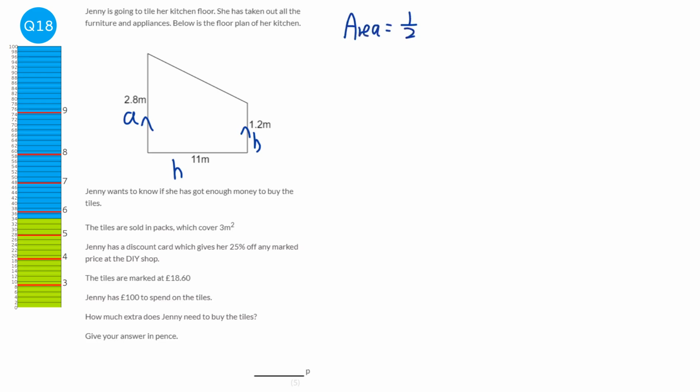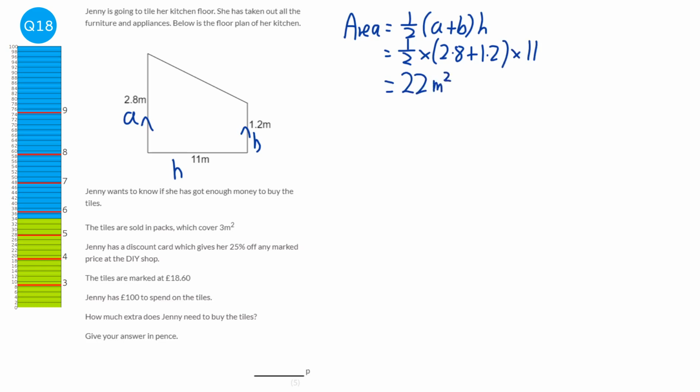So it'd be half a plus b h, so half times 2.8 plus 1.2 times 11. And when we do that, we get 22. So the area of the floor is 22 meters squared.